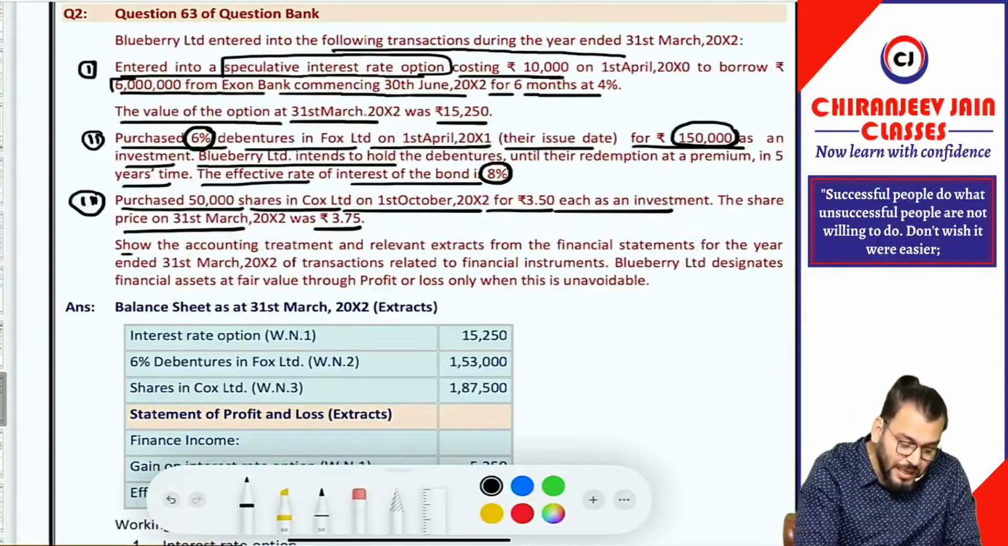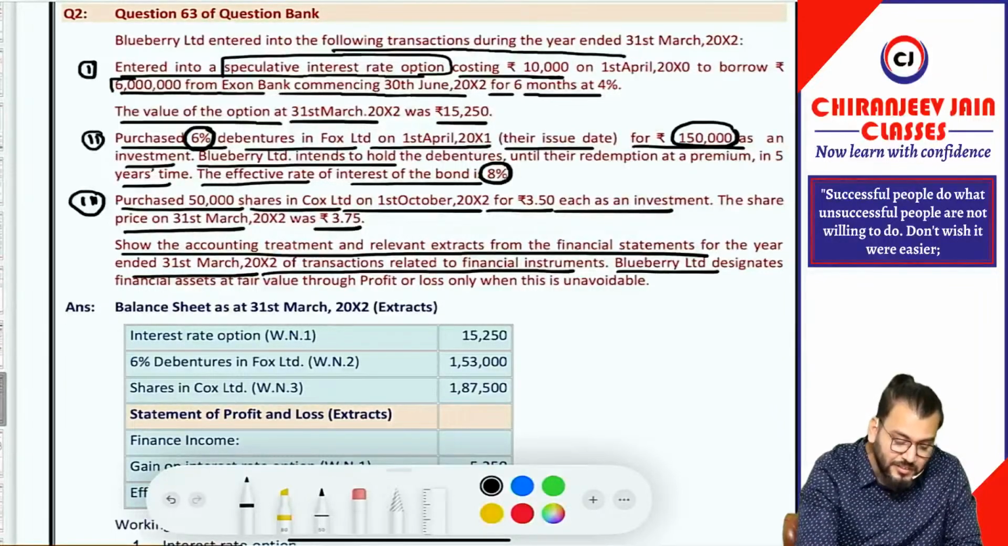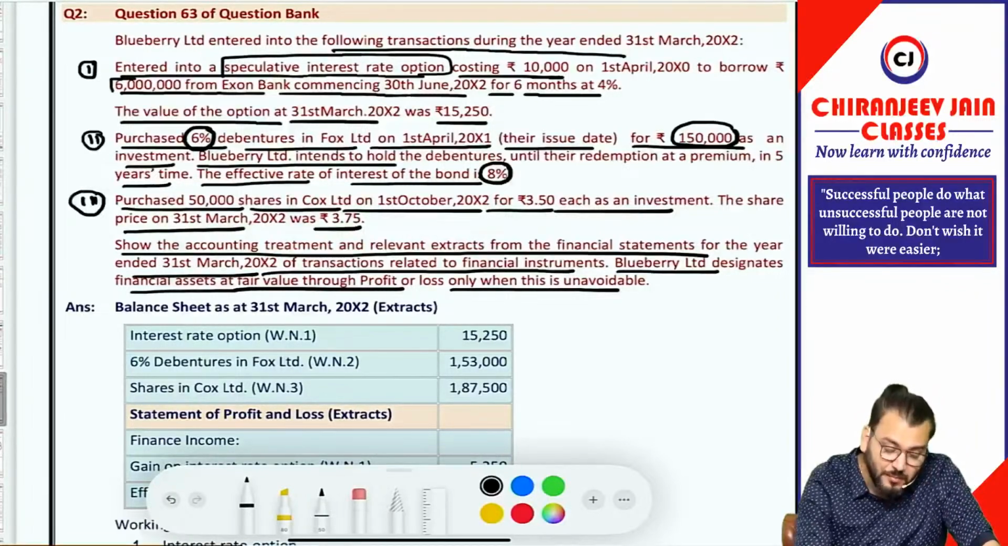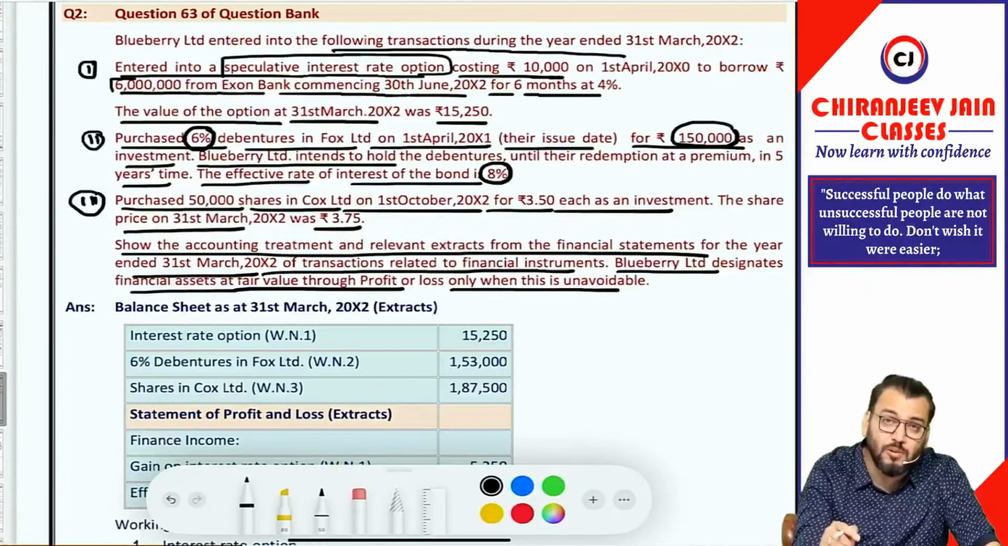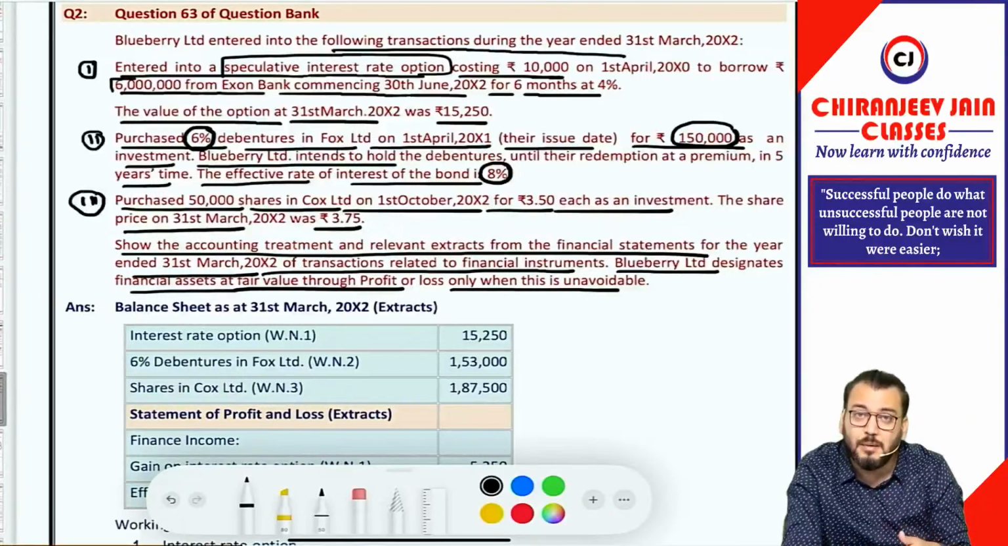Let's see. The accounting treatment and the relevant extract from the financial statement for the year ended 31st March 2002 of the transaction related to the financial instrument. Blueberry Limited designates a financial asset at FVTPL only when this is unavoidable. Means they will designate a financial asset at FVTPL only when it is unavoidable, that is, when you cannot designate it in any other category.